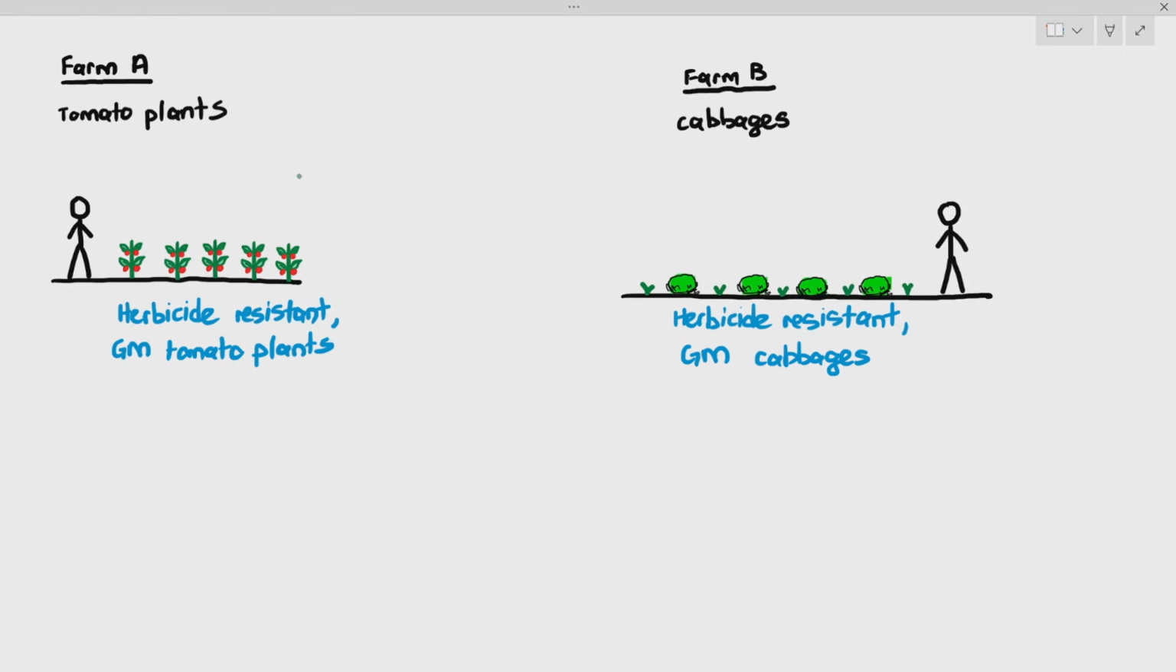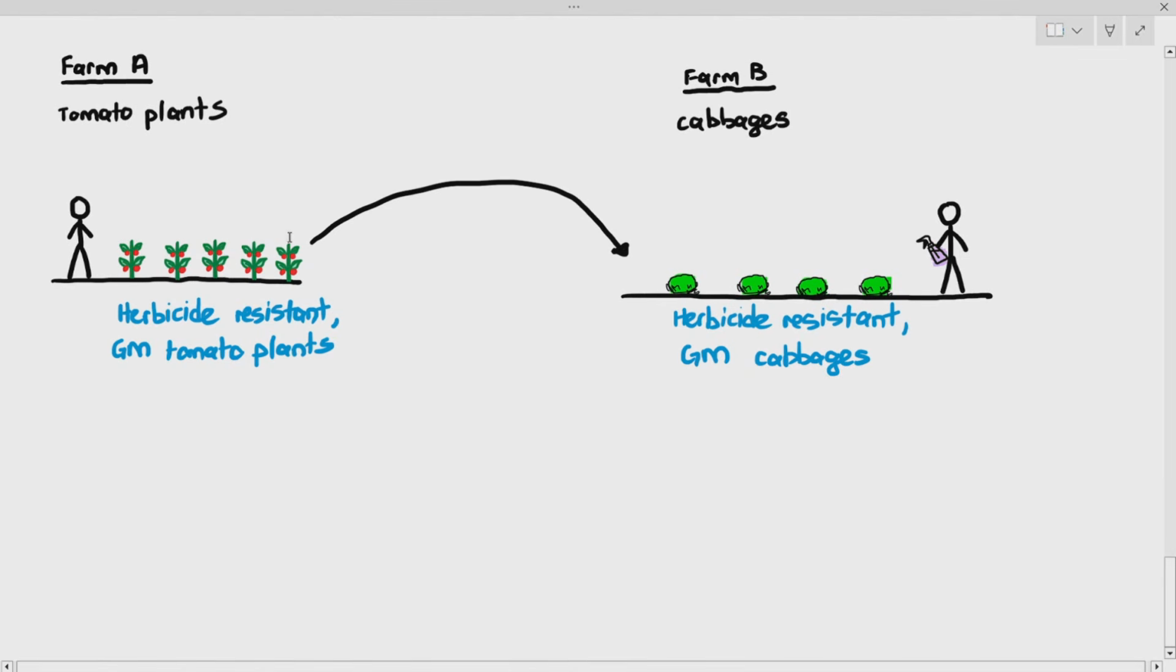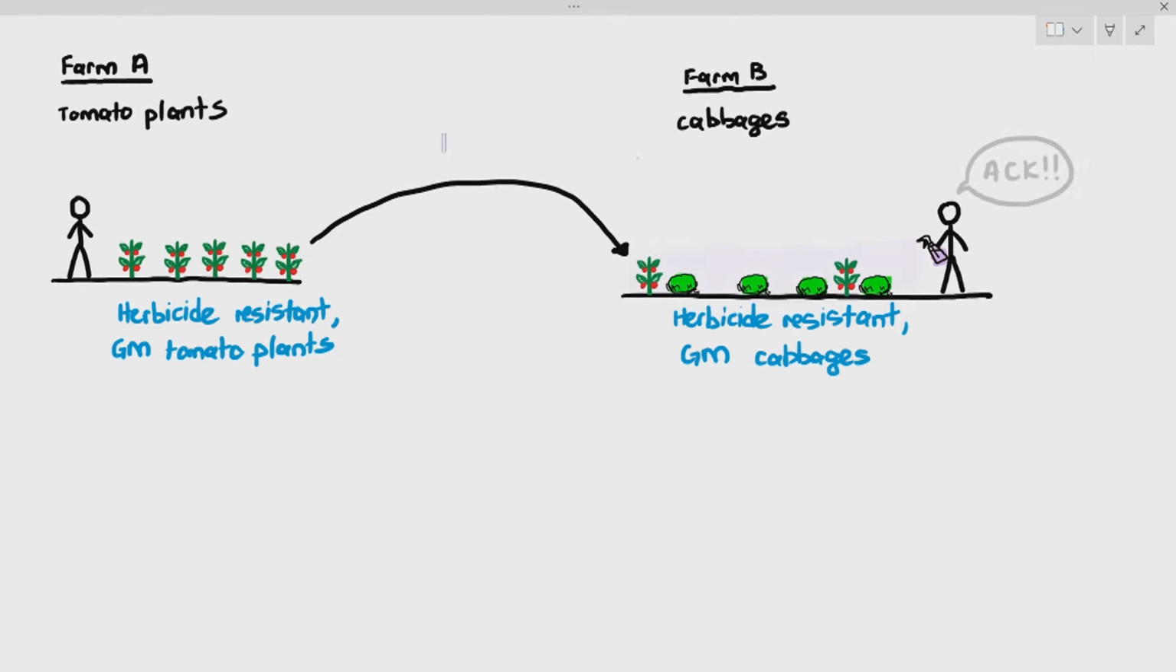What happens? All the farmer has to do is take the spray, herbicide, spray it, and it kills the weeds. But what if accidentally one of the genetically modified tomato plants grows in Farm B? And let's say a few of them grow in Farm B. When the farmer tries to spray, the tomato plant will not die, because why? The tomato plant is herbicide resistant.